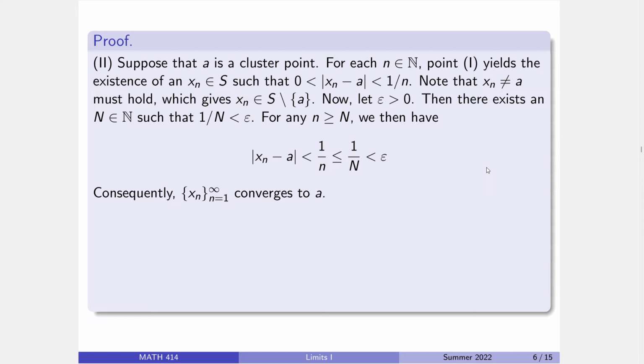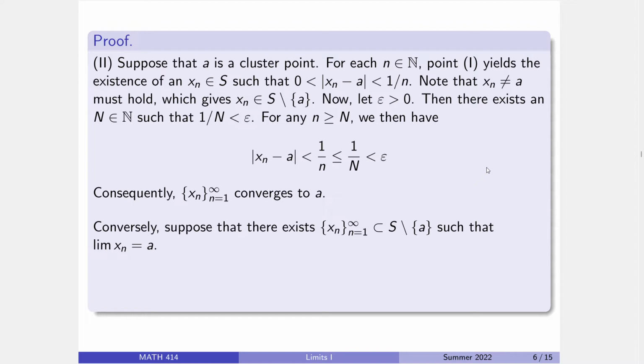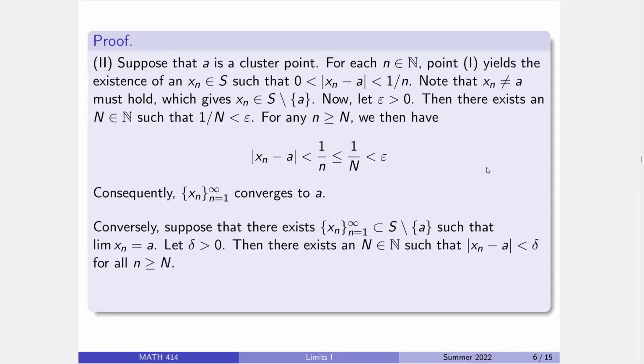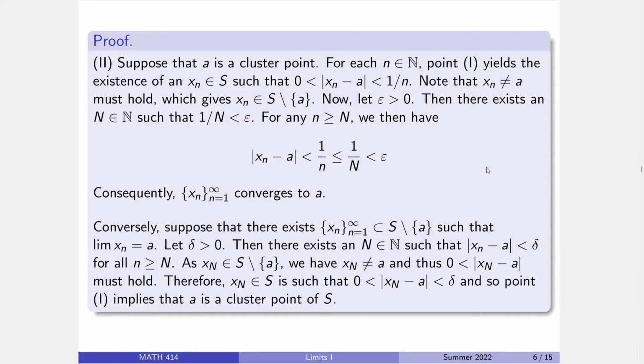Now vice versa, suppose that we have a sequence living in that set that converges to a. So given any delta, there is a capital N such that the absolute value of x sub n minus a is less than delta, for all n greater than capital N. Since x sub capital N lives in that set, we know that it's not equal to a, and thus that absolute value is strictly positive. And since it does live in S and has this as a condition, then point 1 guarantees that it's a cluster point. Ta-da! There we go.